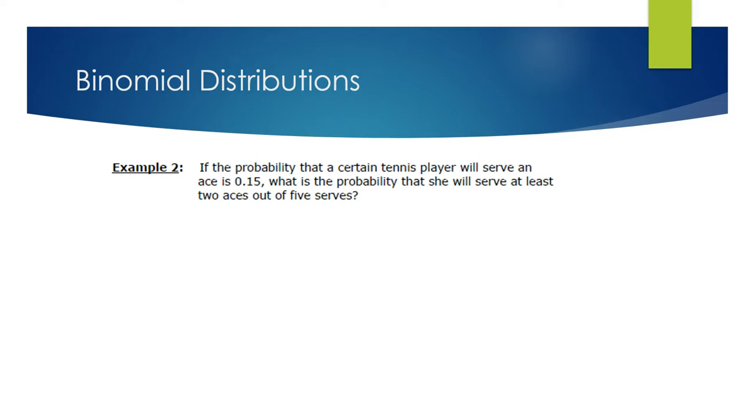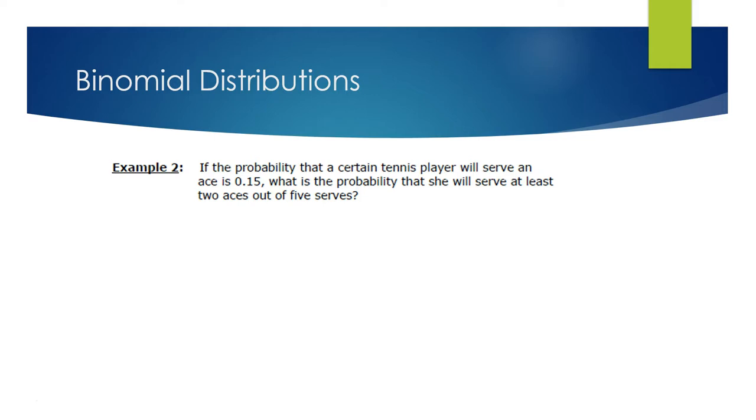So as I look at this, we have the probability of serving an ace is 0.15. That's the probability of a success, which means the A not success means that she doesn't serve an ace. I mean, that could be anything. It could be that it's returned, it could be that it's a fault, it could be that it hit the net. There's a whole bunch of different things.